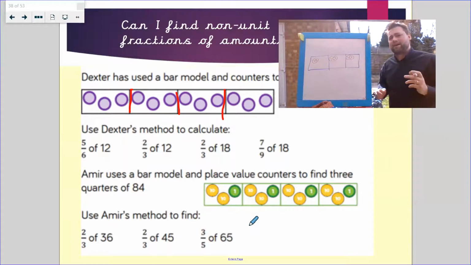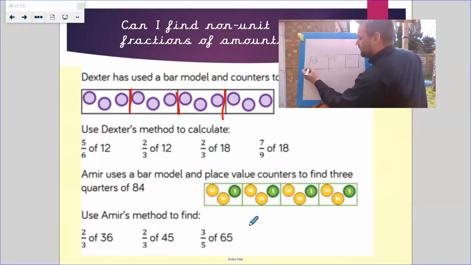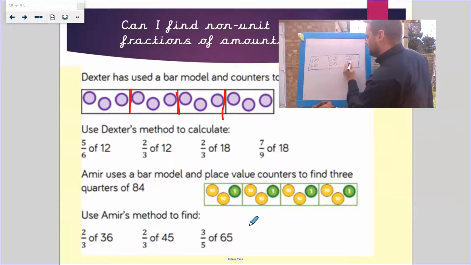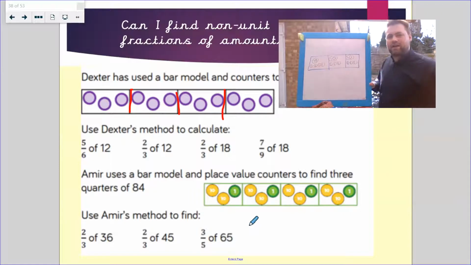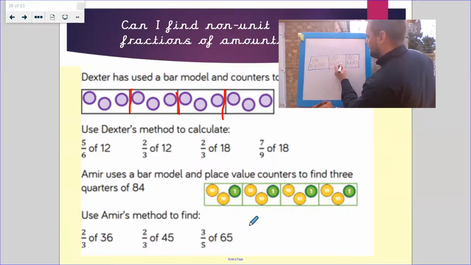Now we can't share out our last 10 completely equally, can we? Because we can't put 10s in here. So we've got to exchange it for 1s. So 1, 2, 3, 4, 5, 6, 7, 8, 9, then 10, and then we've got another 5 to put in. 1, 2, 3, 4, 5.